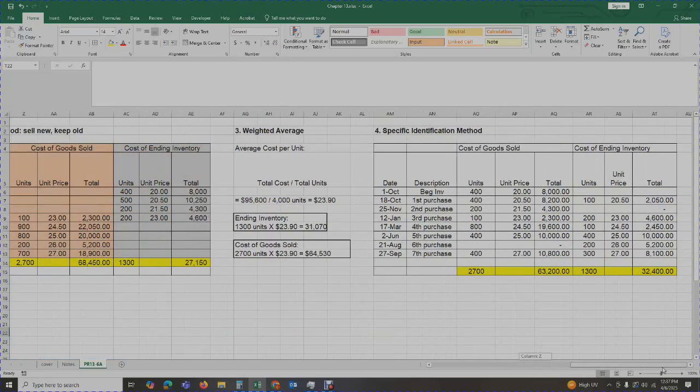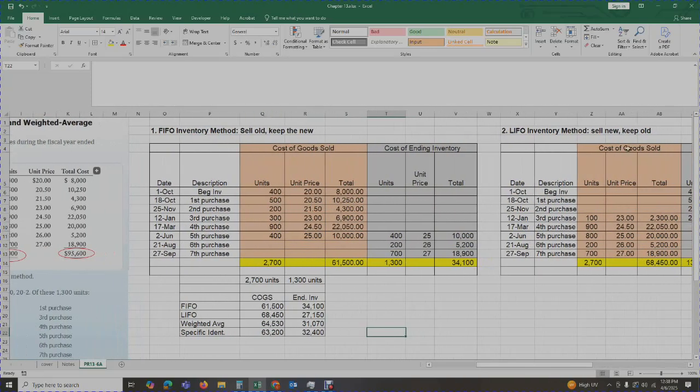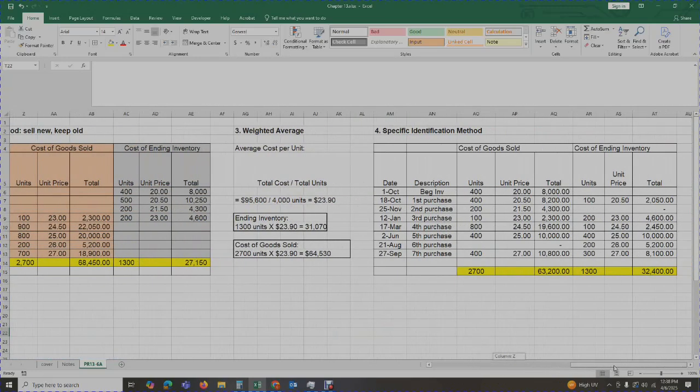Let's look at the specific identification. How many from each of the purchases do we sell or keep? We kept 100, we sold 400, we kept 200, we sold 100. It's a little more time consuming because we have to identify from each purchase what was sold and what we kept. It's not based on timing, it's based on actual purchases. FIFO and LIFO are based on timing. You sell the old, you keep the new for FIFO. For LIFO, you sell the new, you keep the old. So these are the four methods.